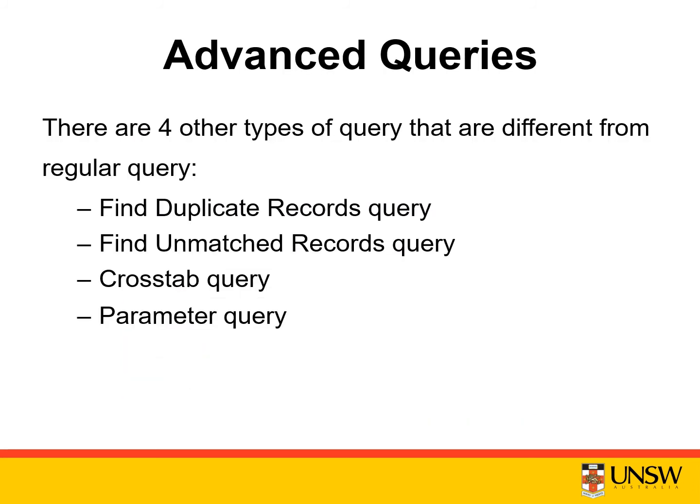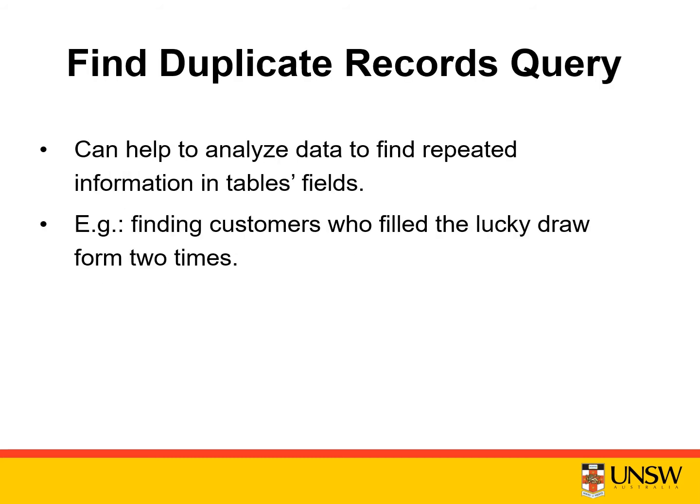As I said before, there are 4 types of query that have a different usage in comparison with a regular query. These queries are Find Duplicate Records, Find Unmatched Records, Crosstab, and Parameter Query. A Find Duplicate query allows you to search and identify duplicate records within a table. Duplicate record means a record that refers to the same thing or person as another record.